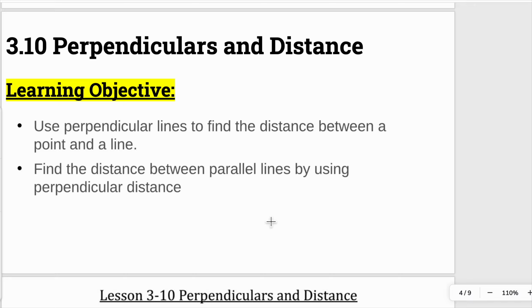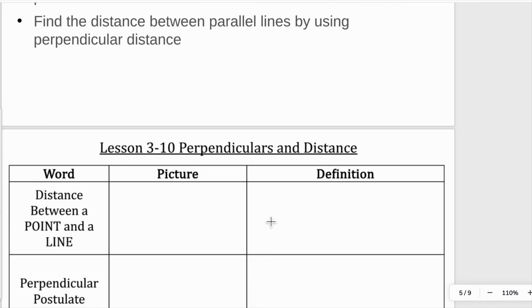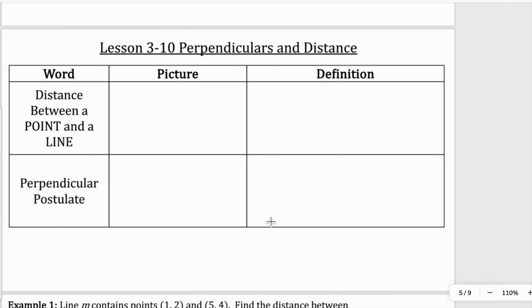Today we're going to look at lesson 3.10, which is perpendiculars and distance. So how can we use perpendicular lines to find the distance between a point and a line? How to find the distance between parallel lines using perpendicular distance. First thing we're going to look at is distance between a point and a line. I'm going to go ahead and draw a picture first.